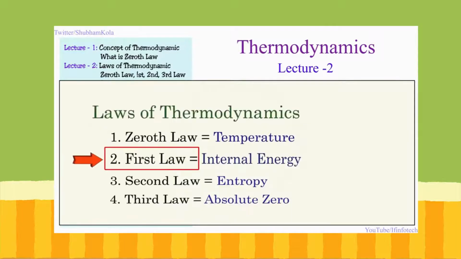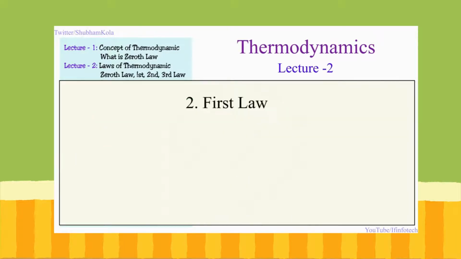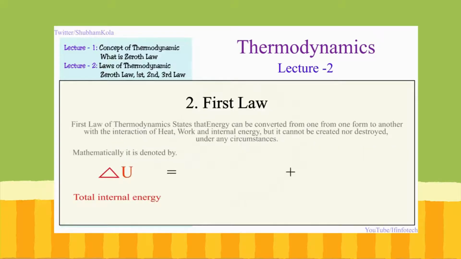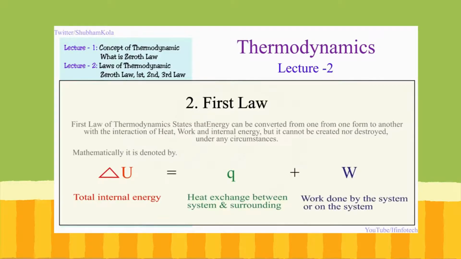Next is the first law of thermodynamics. The first law of thermodynamics states that energy can be converted from one form to another with interaction of heat, work and internal energy. But it cannot be created nor be destroyed under any circumstances. Mathematically, it is represented as: the total change in internal energy is the addition of heat exchange between the system and its surrounding and work done by the system or on the system.